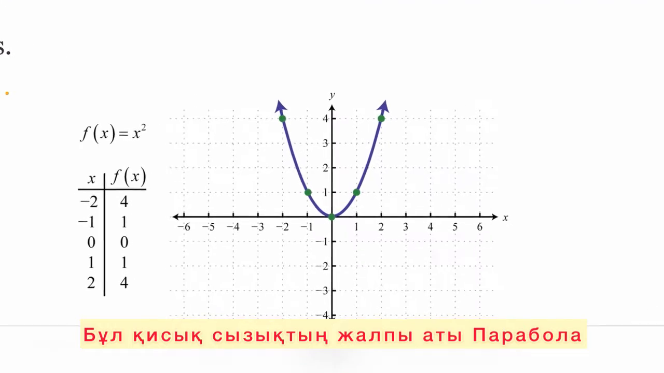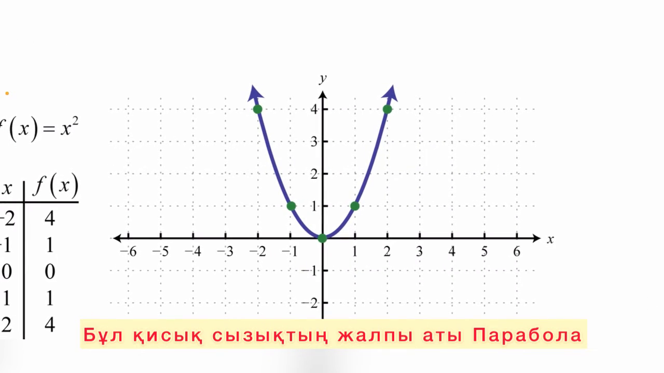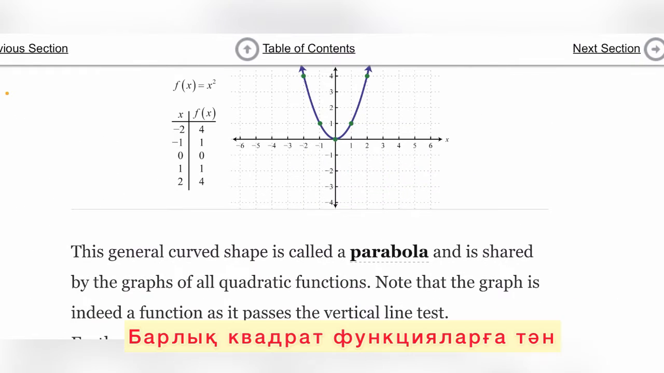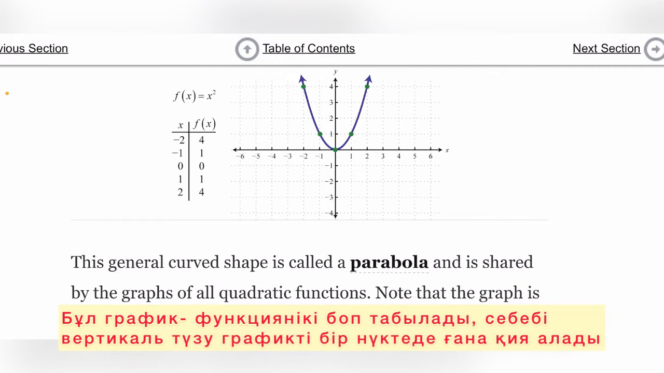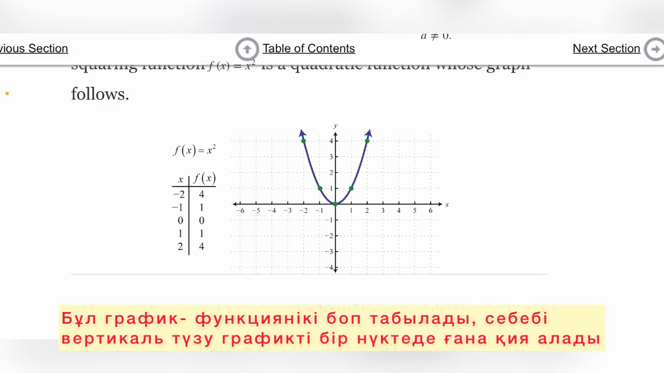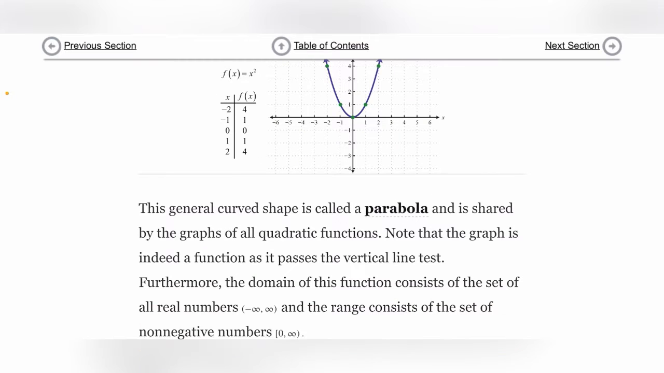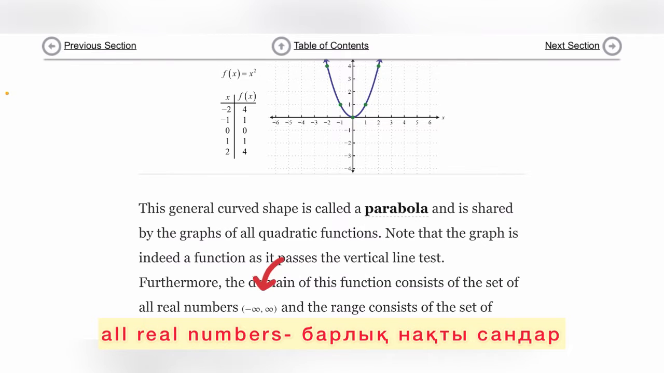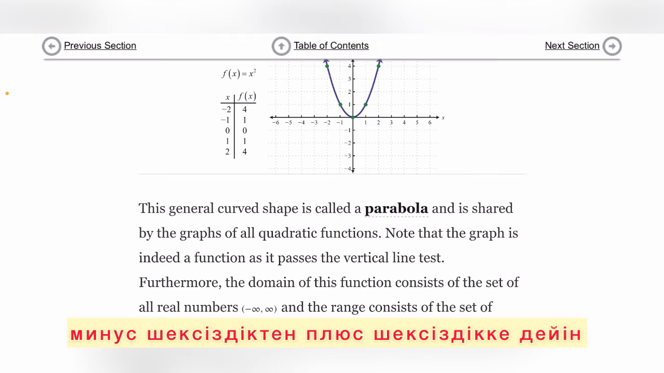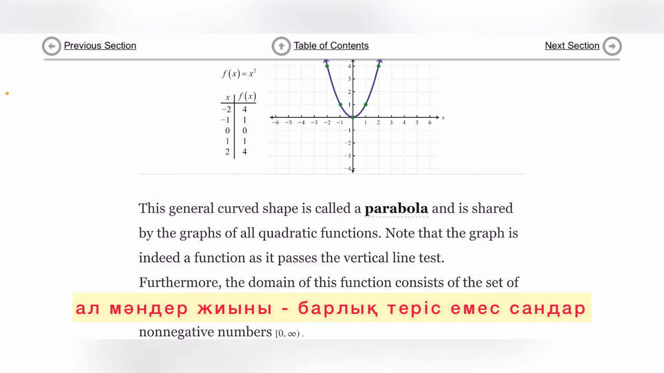This general curved shape is called a parabola and is shared by the graphs of all quadratic functions. Note that the graph is indeed a function as it passes the vertical line test. Do you remember the vertical line test? The domain of this function consists of the set of all real numbers from negative infinity to positive infinity, and the range consists of the set of non-negative numbers.